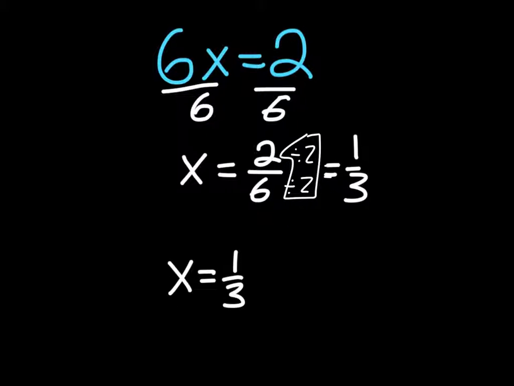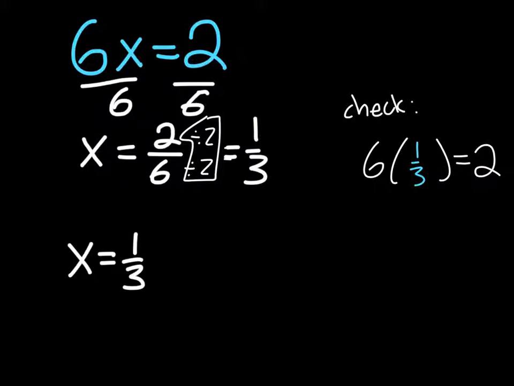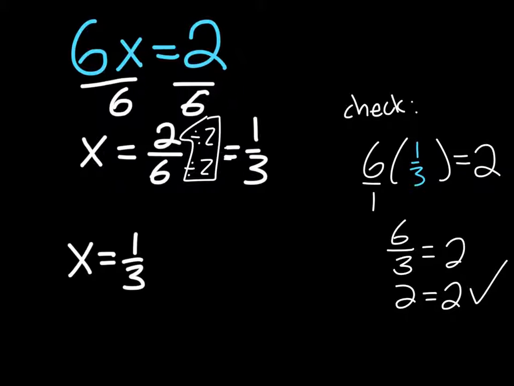We could even check this over to the side. To check 6 times 1/3 equals 2, I'll put my 6 over 1. So I get 6 over 3 equals 2, or 2 equals 2. This is correct, and therefore I have the correct solution of x equals 1/3.